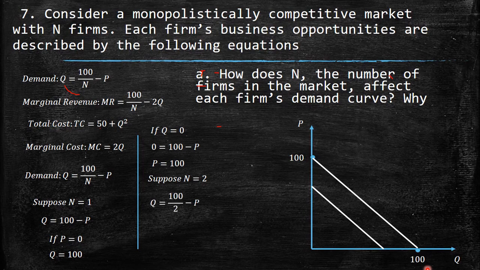So when n is equal to 2, you have this equation. Again, you perform the same way and you will finish on 50 and 50. So what you can say is that the demand shifts to the left every time the number of firms increases. Why? Since you have more competition in the market, you will face less demand because consumers will be attracted to different firms. So for this reason, your demand should be reduced.